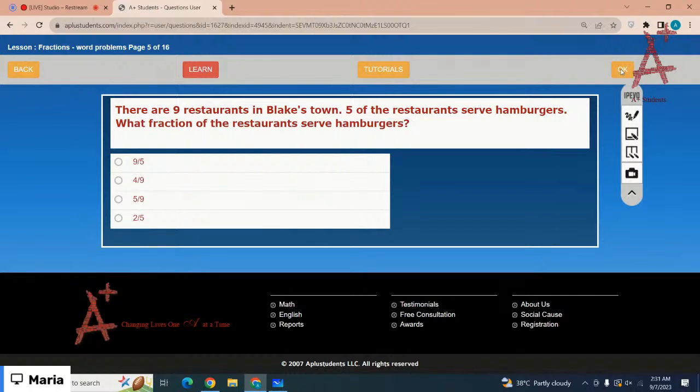The correct option is very good. That is 5 out of 9 because the total restaurants are 9 and 5 of them serve hamburgers. So the correct option is 5 out of 9. Option number 3 is the correct option.